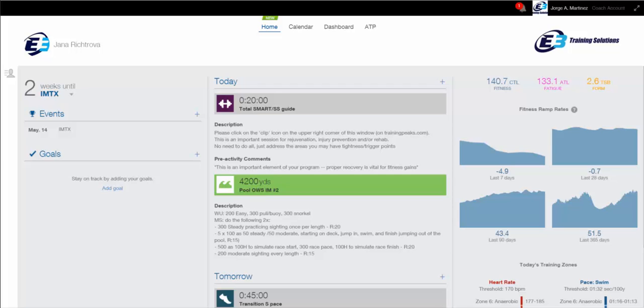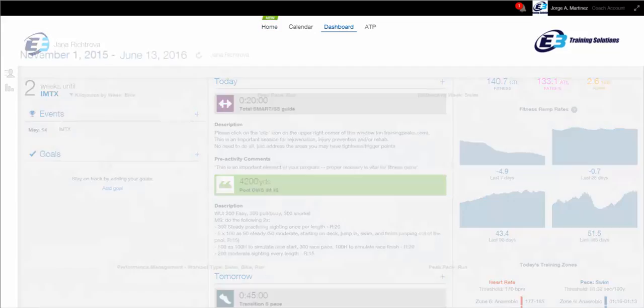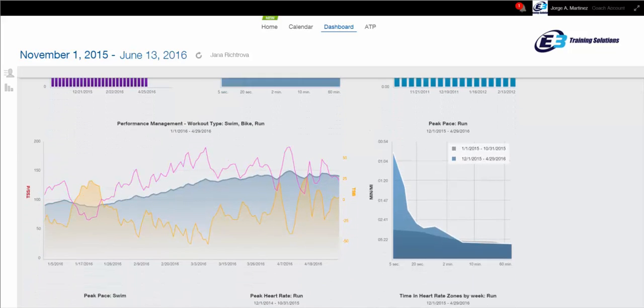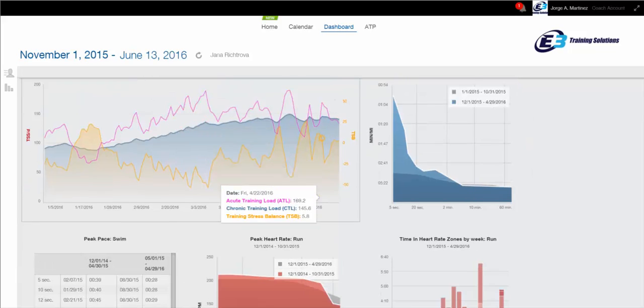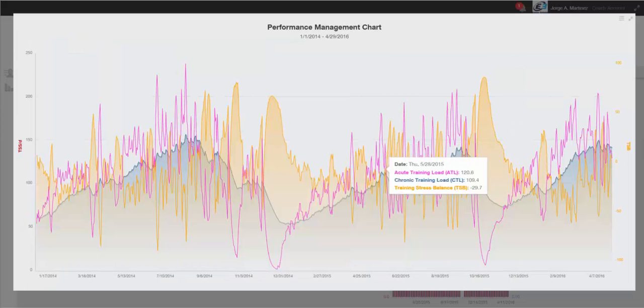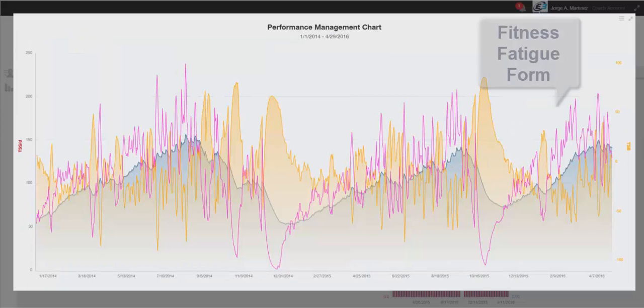Well, in order to explain that, let me explain something called the performance management chart. On the dashboard, it's a page where you can do a bunch of analysis based on the data that you feed into your training, and you can break it down by sport, by distance, by miles, by hours of training, or by some of the devices that you use for your training, like power meter, heart rate, etc. To understand that, I'm going to use the performance management chart, which basically uses those three concepts discussed on the homepage: the fitness, the fatigue, and the form.